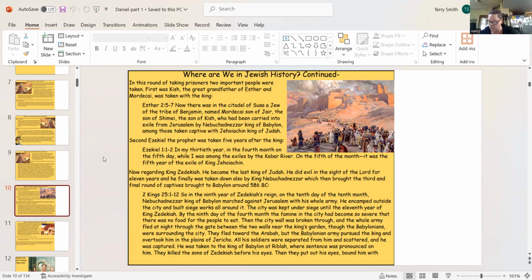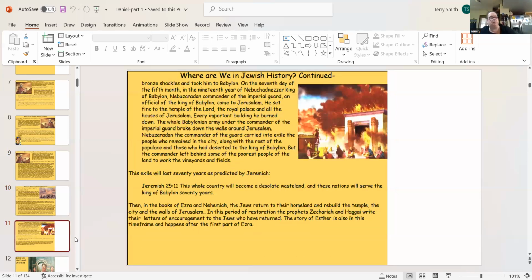Then the city wall was broken through, and the whole army fled at night through the gate between the two walls near the king's garden. Though the Babylonians were surrounding the city, they fled toward the Arabah, but the Babylonian army pursued the king and overtook him in the plains of Jericho. All his soldiers were separated from him and scattered, and he was captured. He was taken to the king of Babylon at Riblah, where sentence was pronounced on him. They killed the sons of Zedekiah before his eyes. They put out his eyes, bound him with bronze shackles, and took him to Babylon.